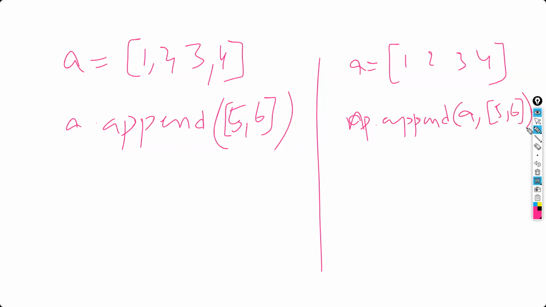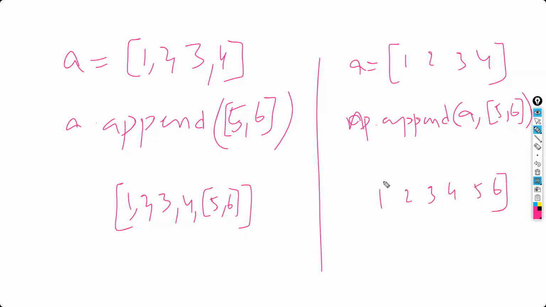What is the difference between these two? In this case, 1, 2, 3, 4, and after that the list of 5, 6 will be added, because a list will support one more list. But a 1D array will not support that. It will add 1, 2, 3, 4, 5 and 6 only. It adds single values only. It will not support a nested array.